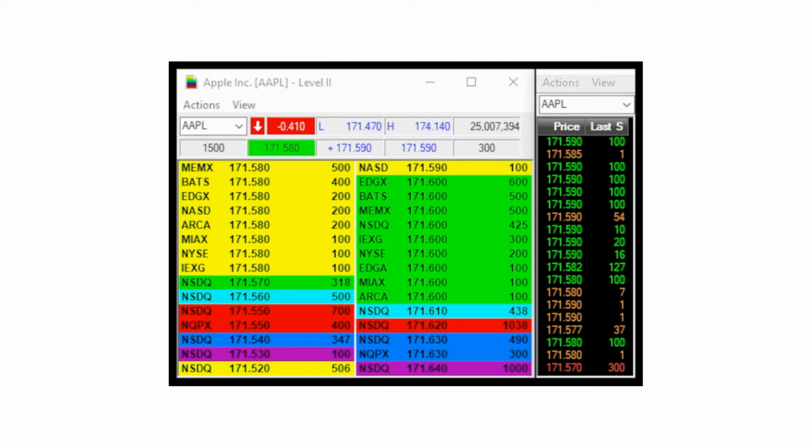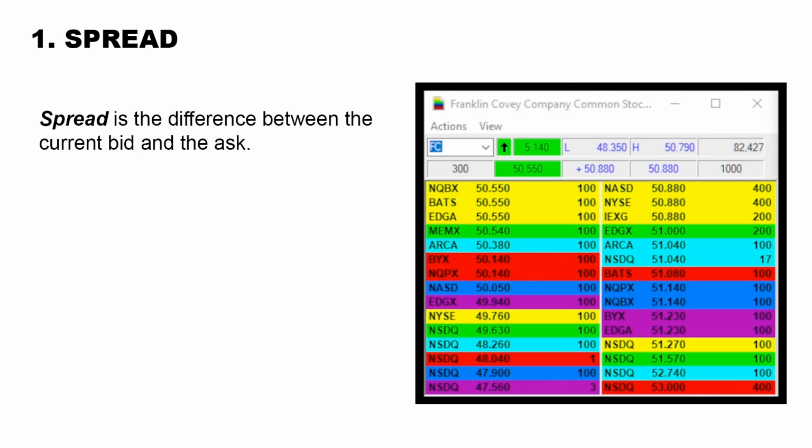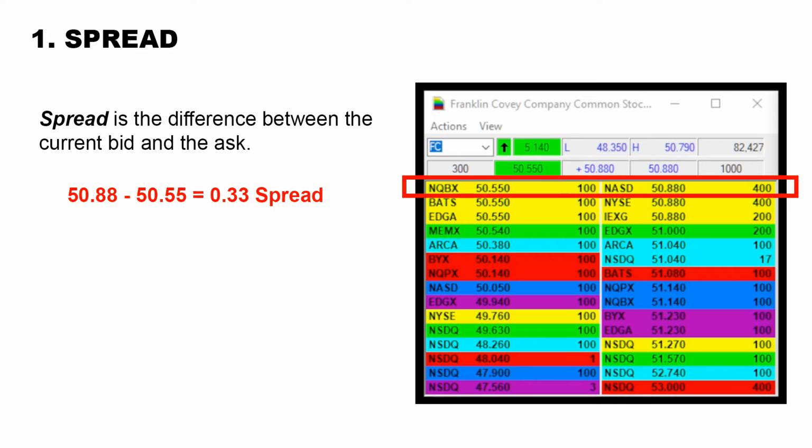So now that you know your way around a level 2 window, let's get into the 3 ways I use it. Number 1, checking the spread. We briefly went over this earlier, but the spread is the difference between the current bid and the ask. The reason why I always check the spread before day trading any stock is to see what kind of fills to expect. So if we look at this example, we can see there is currently a 33-cent spread.